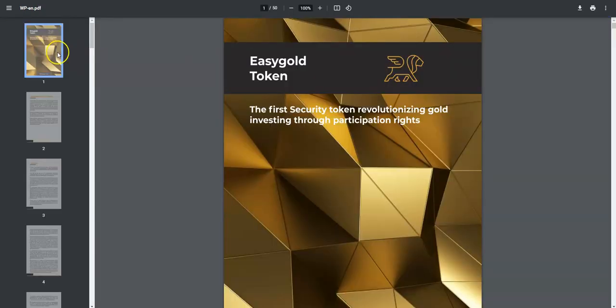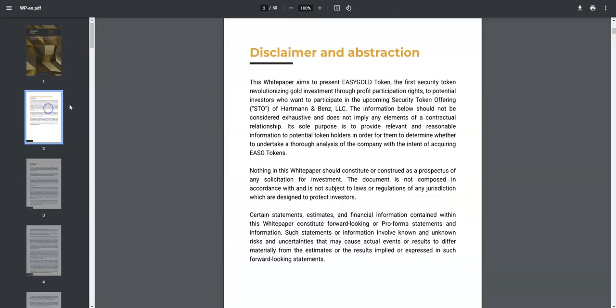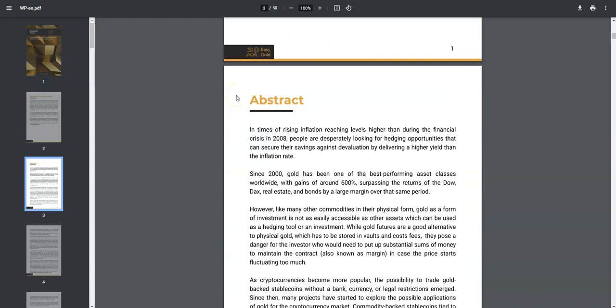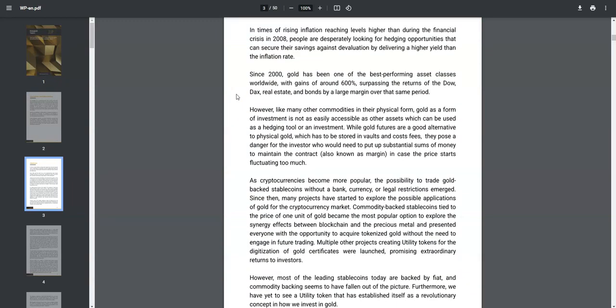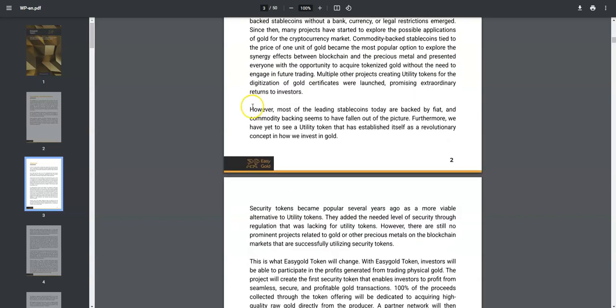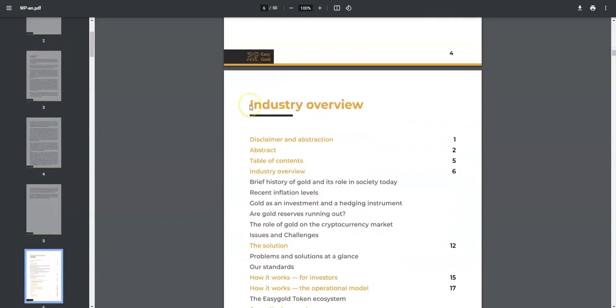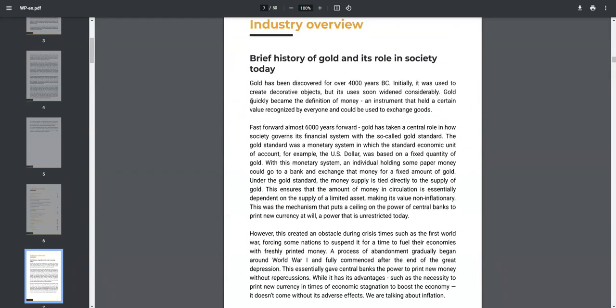And you can take a look at your white paper if you still have more questions about how it works, but it is quite simple. It's putting gold and cryptocurrency together, making sure that your gold is backed by a real cryptocurrency. As you can see, since 2000, gold has been one of the best performing asset classes worldwide and gains around 600%, surpassing the returns of Dow, DAX, real estate, and a large margin. And that's what makes it so powerful. And this is why this is an amazing project.